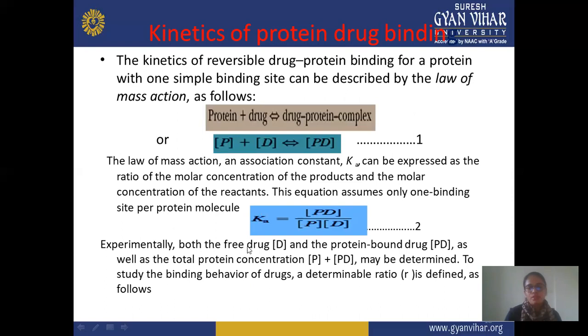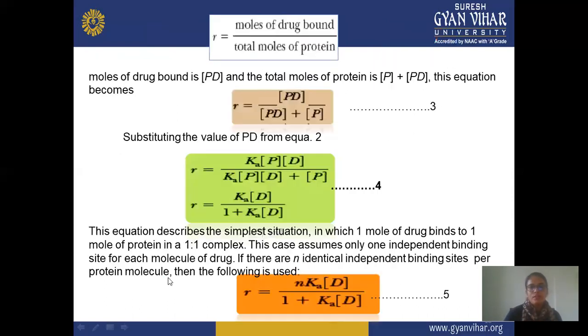Next, experimentally both free drug, that is D, and protein bound drug PD, as well as total protein concentration P plus PD, may be determined to study the binding behavior of the drug and determine the ratio R, defined by the following equation: R is equal to moles of drug bound divided by total moles of protein. That is how much drug is bound with protein, or how much total protein is available for binding. Moles of drug bound is PD, and total moles of protein is P plus PD. And this equation you can write or change: R is equal to PD divided by PD plus P. This is the modified equation of R.